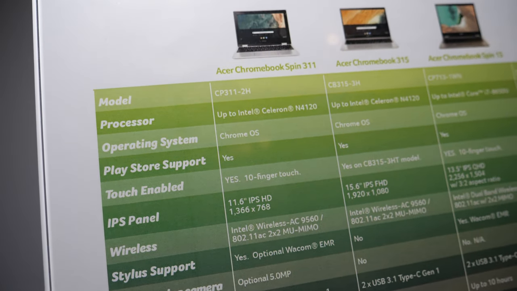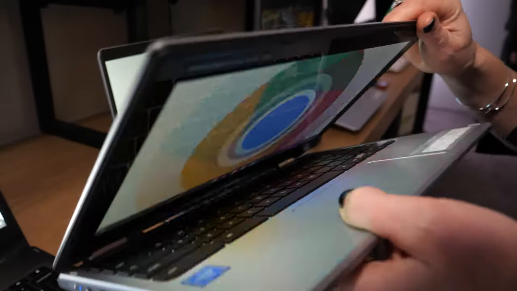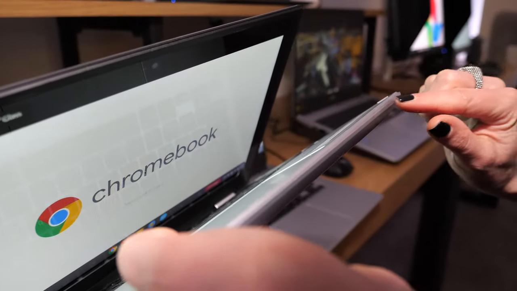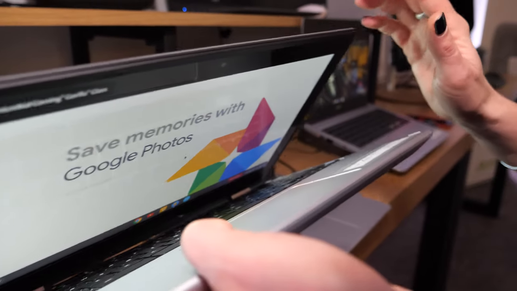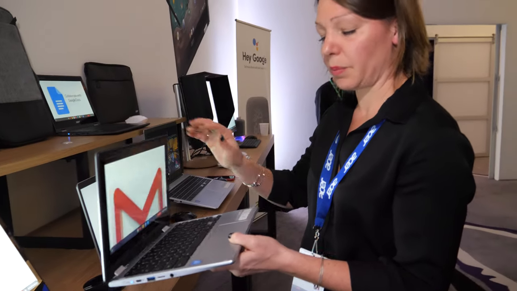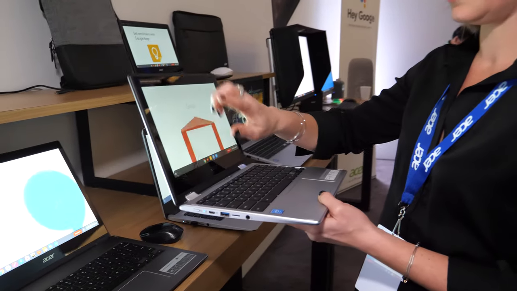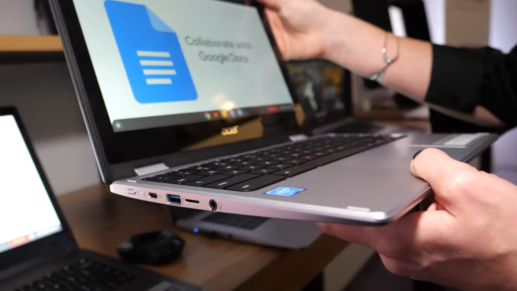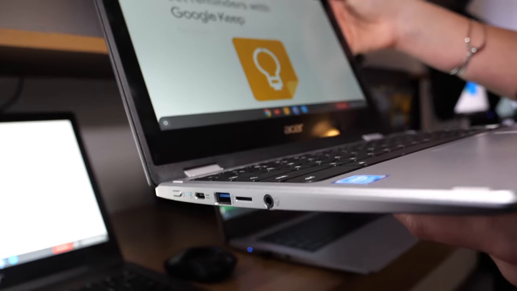One interesting feature as well is that it can come with the EMR pen. So this one is not, but otherwise you will have an integrated EMR pen in the device. Integrated what? EMR pen. Pen. You have the Wacom technology, and this is as an option.